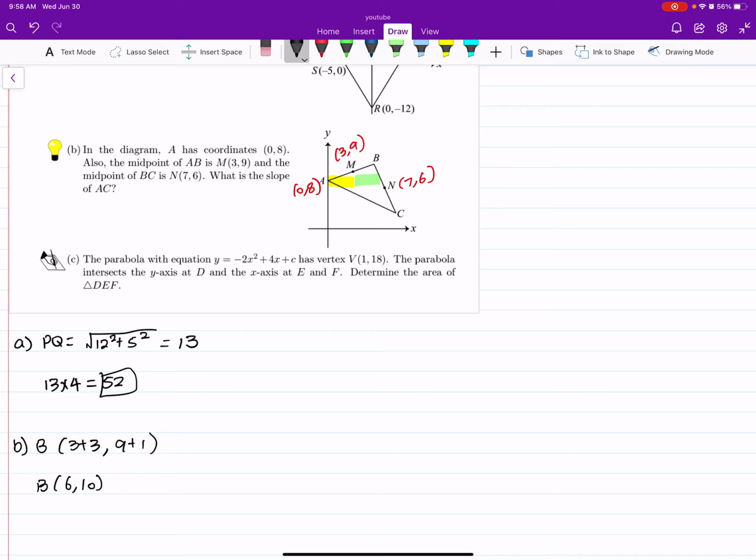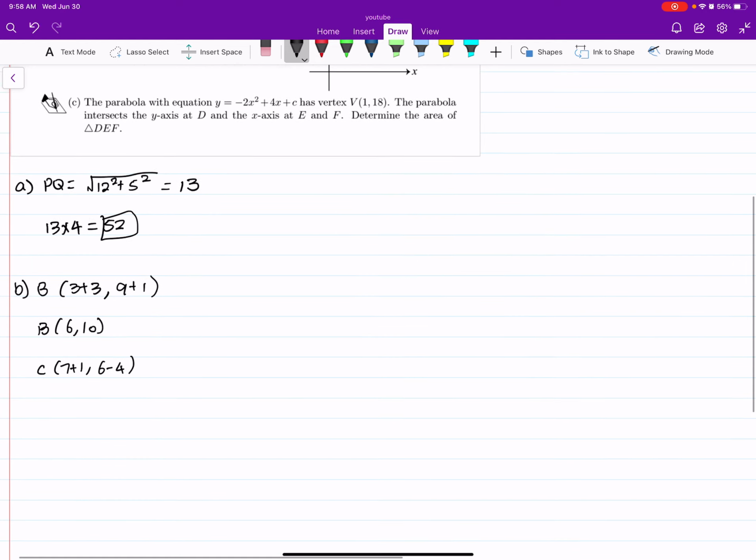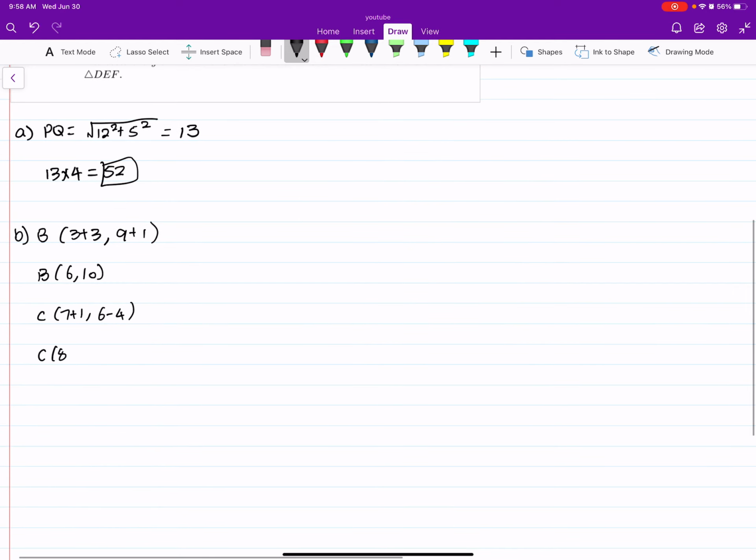And now we're trying to find the coordinate of C. Now we have the coordinates of B and N, we can find the coordinate of C. So the coordinate of C, same logic as finding the coordinate of B. So it would be 7 plus 1 and 6 minus 4. So the coordinate of C is (8, 2).